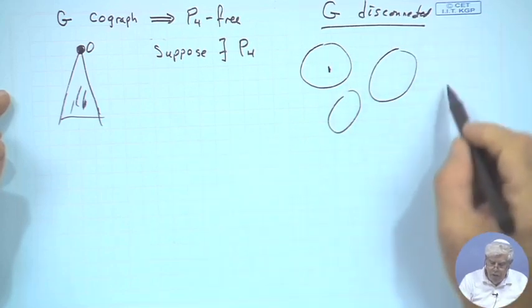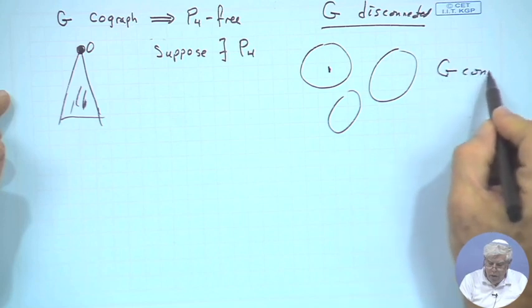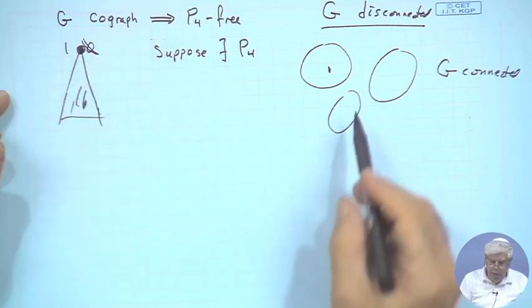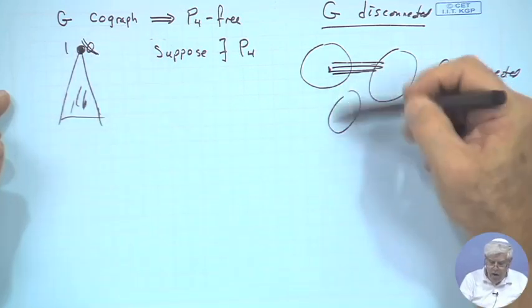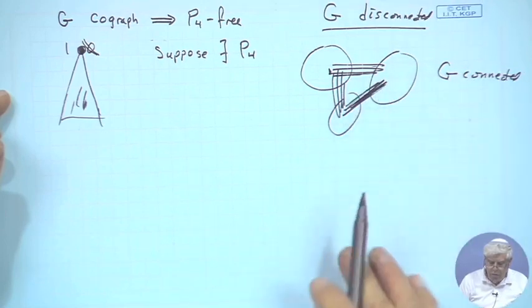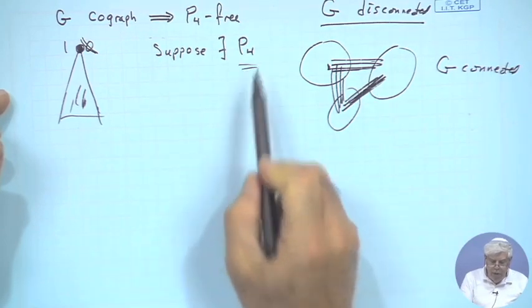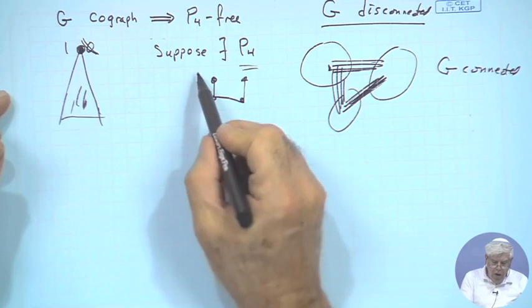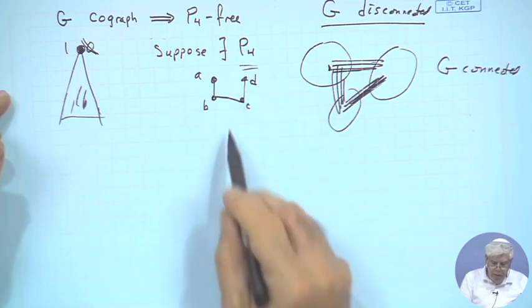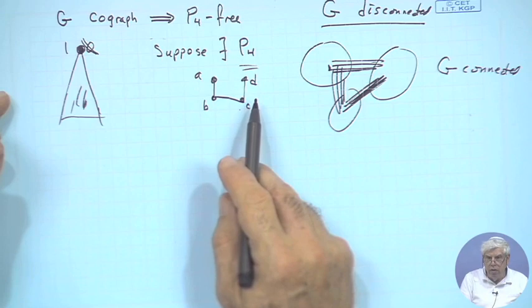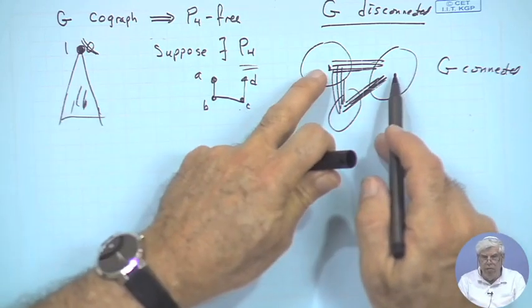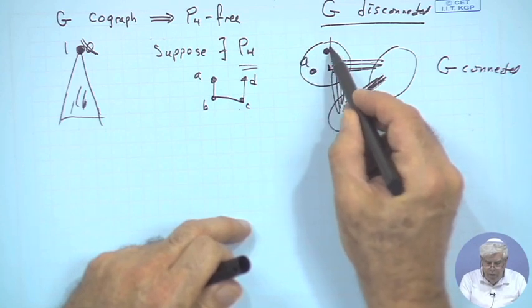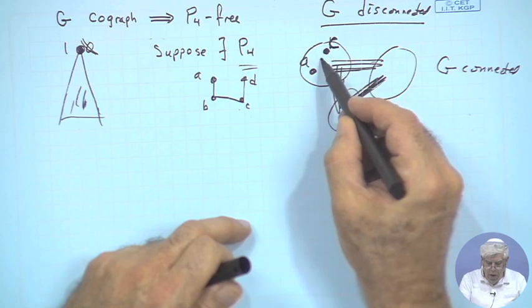For the case where G is connected, it's a CoGraph, so the label here would be 1. That means I have CoGraphs that are completely joined to each other. Well, again, where is my P4? P4 looks something like this: A, B, C, D. A and C are not connected. So that means that A and C cannot be in different components, right? A and C would have to live in the same component because they're a non-edge.